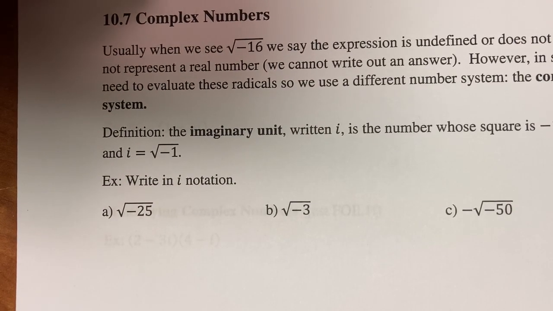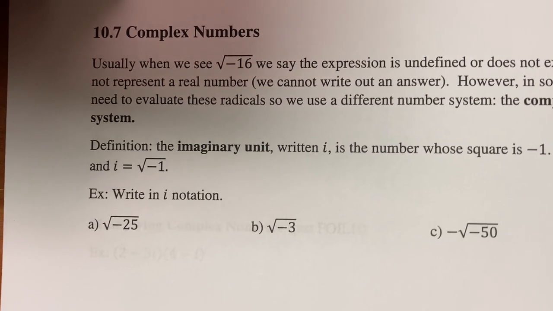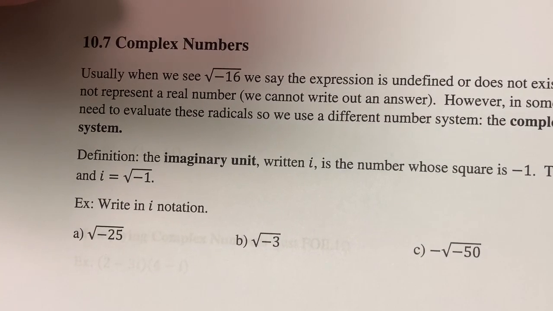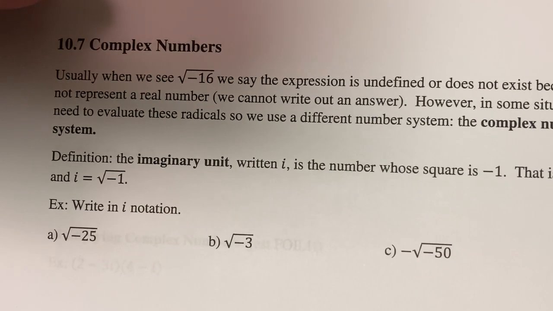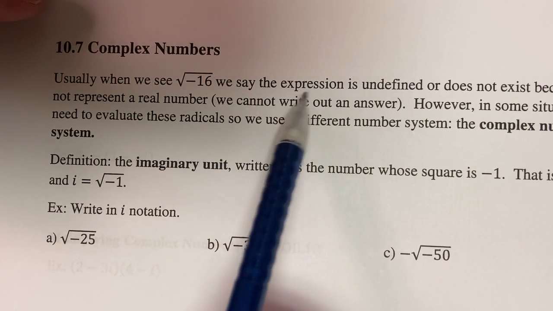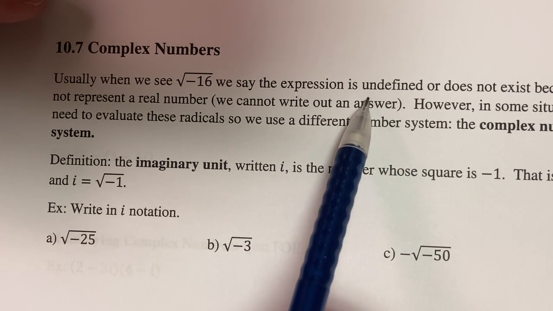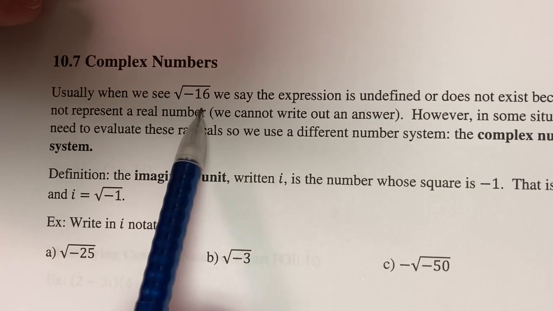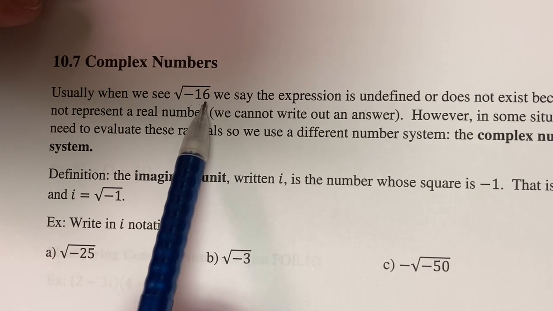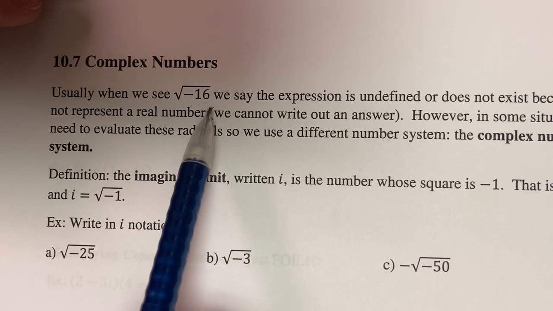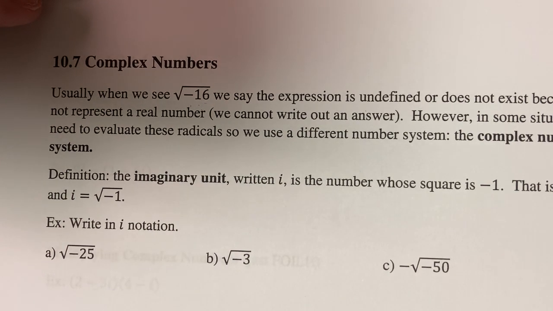So we're finishing up our chapter 10 by looking at complex numbers. So what are complex numbers? Well, up here, let's read this through. Usually when we see the square root of negative 16, we say that it's undefined or that it doesn't exist, because we talked about this back in 10.1. What number multiplied by itself is going to give me negative 16? The only possibilities would be negative 4 or positive 4, and when I multiply each of those by themselves, they give me positive 16. So there isn't a real answer.